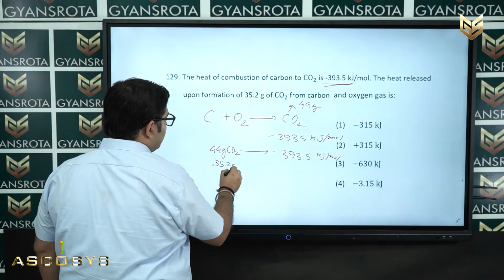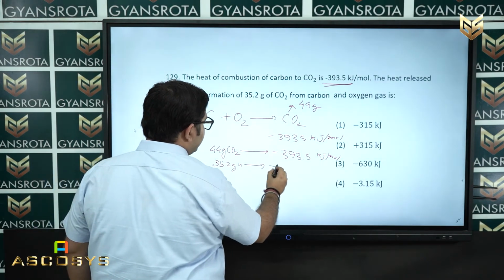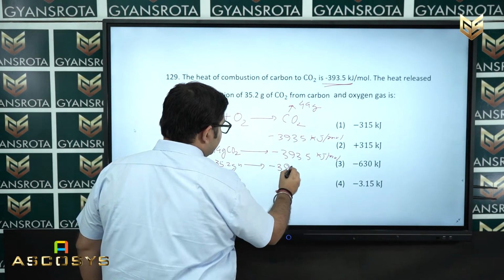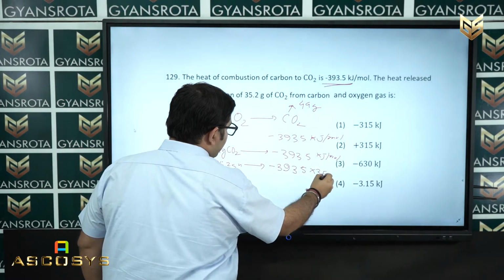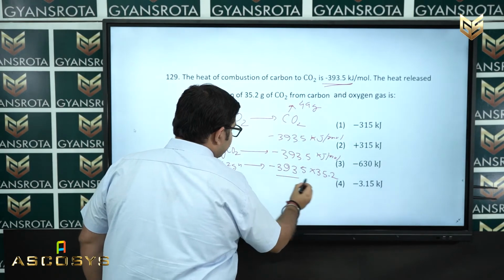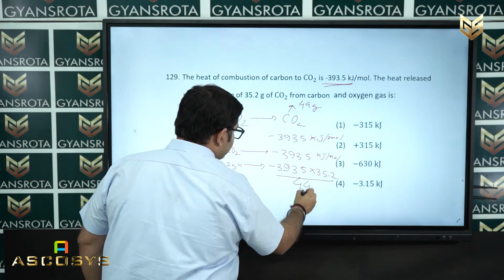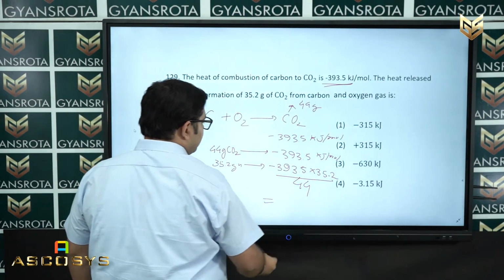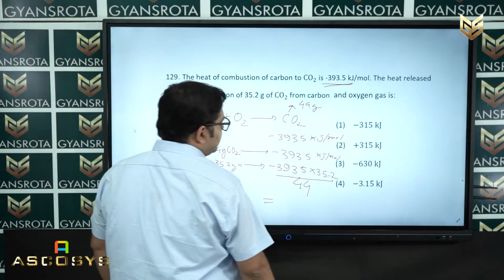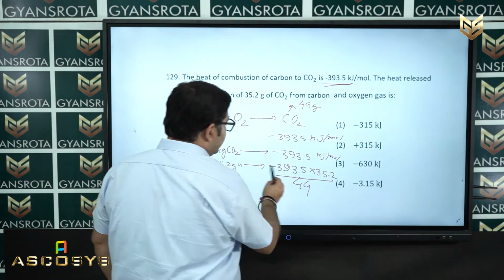Now, for 35.2 gram of CO2, how much heat will be released? Minus 393.5 into 35.2 divided by 44 gram. And when you solve this mathematical expression, your answer comes in a negative form.